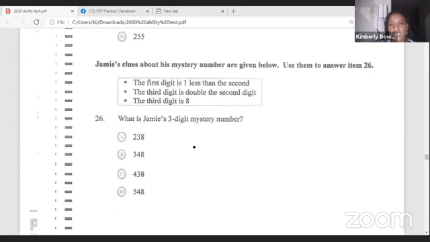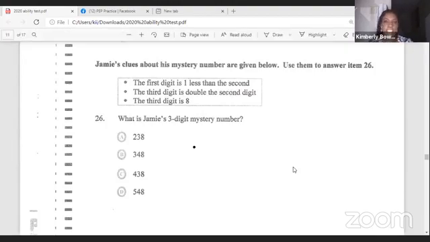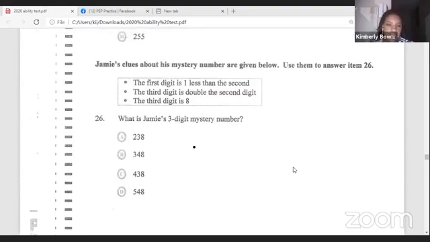No, it says the first digit is 1 less than the second. All right, so the first digit is 1 less than the second digit. So let's look at the first digits there. 2 is 1 less than 3. 3 is 1 less than 4. We're ruling out C and D. We're looking at A and B.